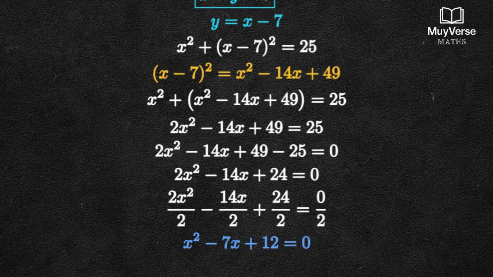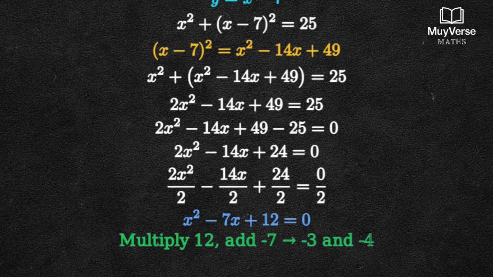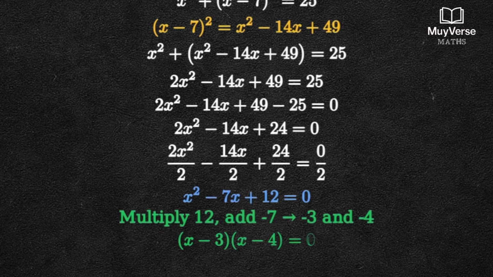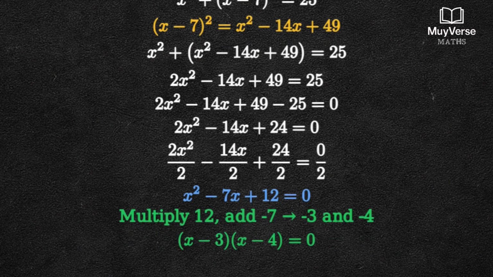Factor the quadratic. We want two numbers that multiply to 12 and add to −7. Those numbers are −3 and −4. So the factorization is (x − 3)(x − 4) = 0. Set each factor to 0.